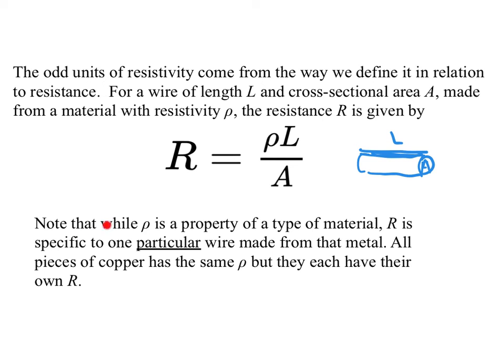All right. Notice that rho is a property of the type of material. In other words, all copper has the same resistivity. But R is specific to a particular wire made from that metal or whatever. All pieces of copper would have the same resistivity, but they each have their own R based on their physical dimensions.